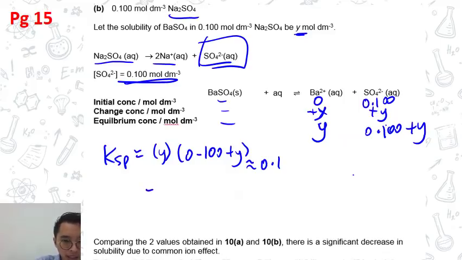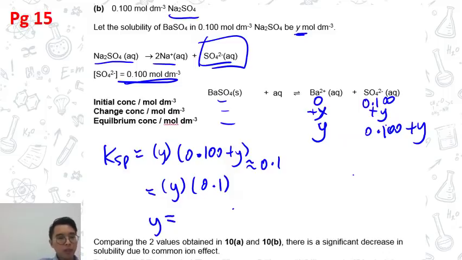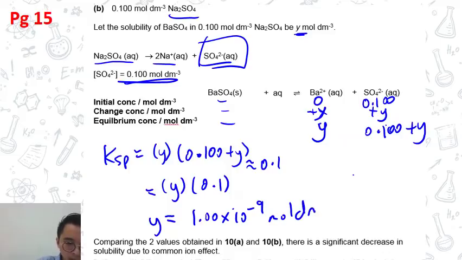Let me rewrite this so that you are clear. This is y times 0.1, because 0.1 plus y is very small, so 0.1 plus y will be approximately equal to 0.1. You sub it into your Ksp, and your y value will be equal to 1.00 times 10 to the power minus 9 mole per dm cube. You can see with the common ion effect, the solubility now is much, much lower. Previously in water, the solubility was 10 to the power minus 5. Now with the common ion effect, the solubility is 10 to the power minus 9. That is 10,000 times difference. So you can see how having a common ion would decrease the solubility quantitatively. These are numbers to show you what happens.